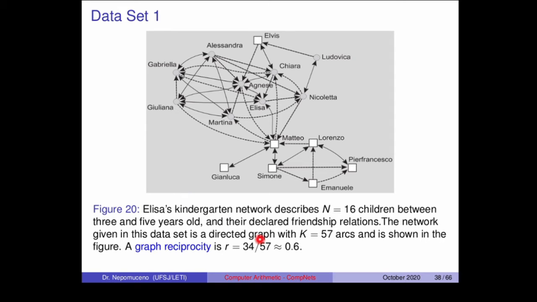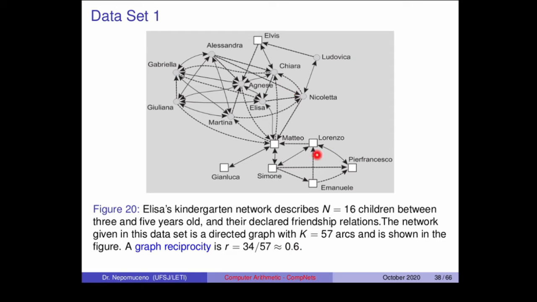The Lisa kindergarten network describes 16 children between 3 and 5 years old, who declared friendship relations. The network given in this dataset is a graph with K equals 57 arcs, and is shown in the figure. The graph reciprocity, which is a measure of the reciprocity between the links, is around 0.6.